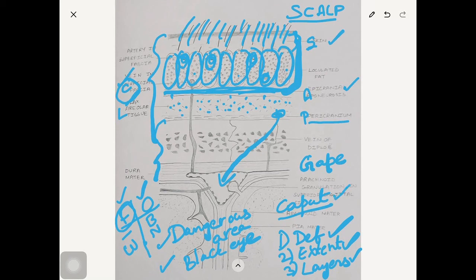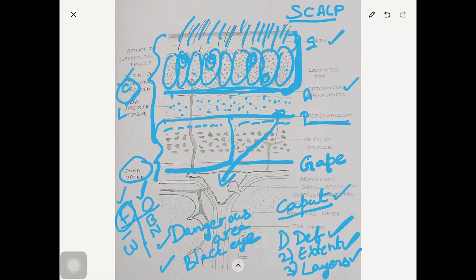Now we will move on to the fifth layer, that is the pericranium. Pericranium is the outer periosteum of the skull, which is continuous at the suture with the inner periosteum of the skull. Inner periosteum of the skull is formed by the endosteal layer of the dura mater. So if there is any bleeding beneath this layer, it can't spread crossing the sutures. So that happens again in the labor.